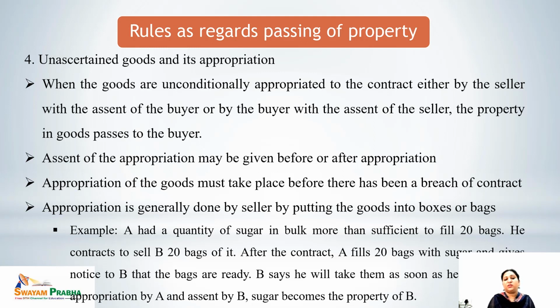As the point was, the goods should be unascertained. In this example, the sugar was unascertained. It was ascertained with the assent of the buyer. 20 bags were filled with the sugar and the bags were ready, and this was conveyed even to the buyer, and the buyer was to take the delivery of the goods as per his convenience. So once the goods are ascertained, mutual consent is there, assent is there, so it becomes the property of the buyer to take the goods.